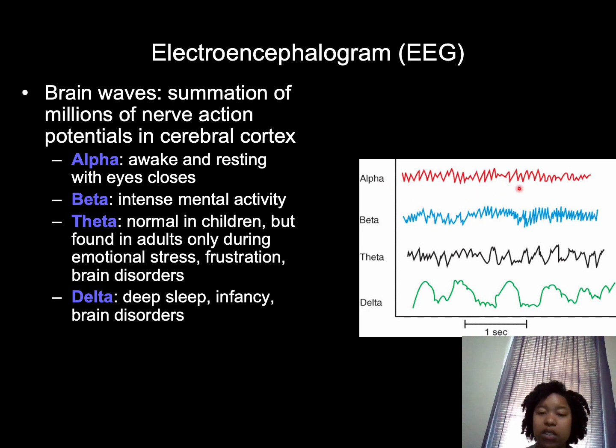And so this is how one would visualize them with an EEG. The alpha brain waves follow this particular pattern, versus the beta brain waves that are a little more squished together than the alpha ones, and then the theta ones, which are more spread out than the two of them, and the delta ones, which are even more spread out than all of them.